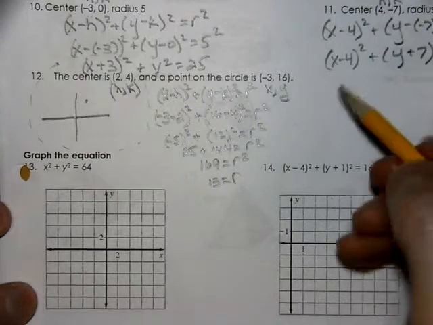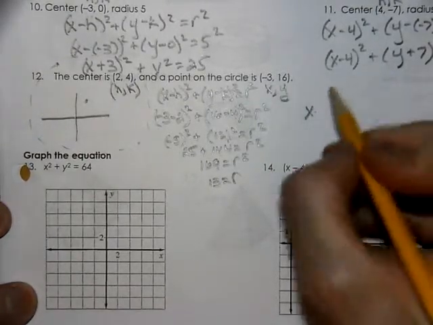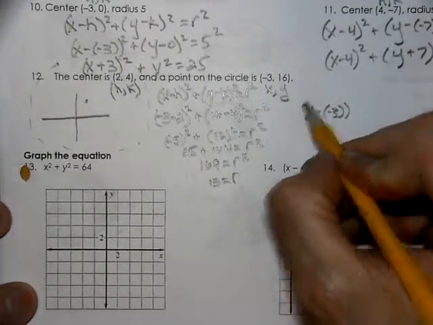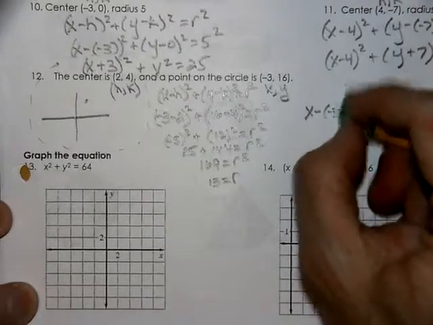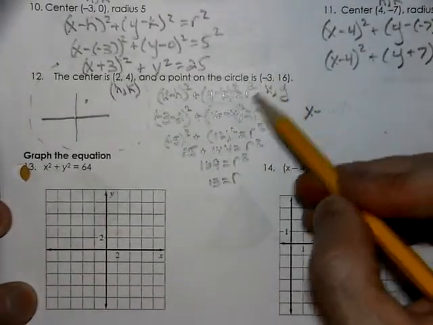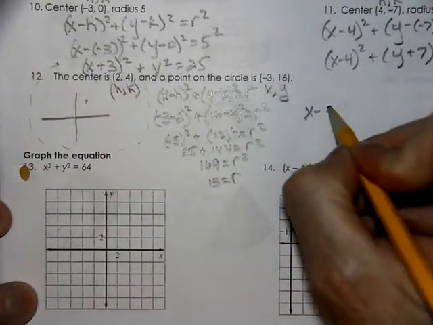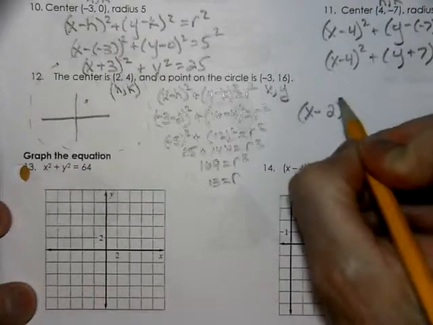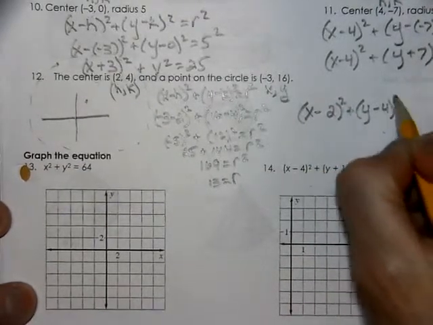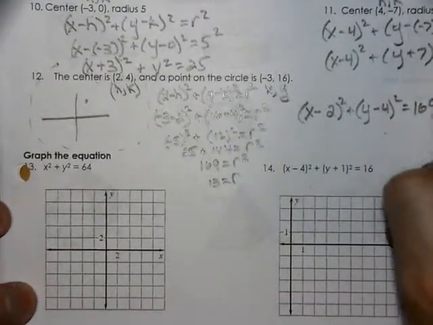So the equation of our circle is x minus a negative 3. No. This is our x, y. Be careful not to pull the wrong point. Our center is 2, 4. So x minus a positive 2, y minus 4, r squared is 169.